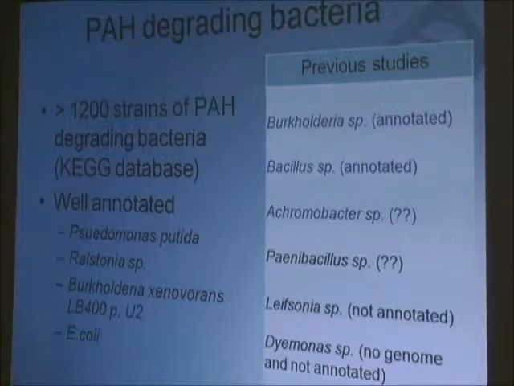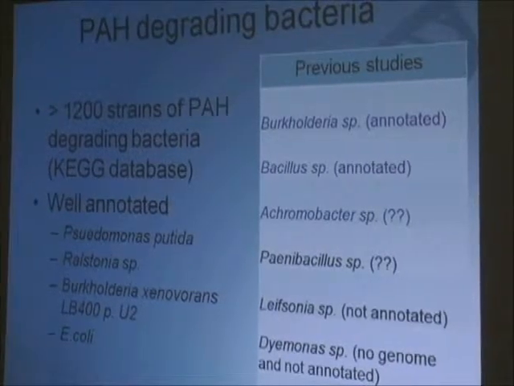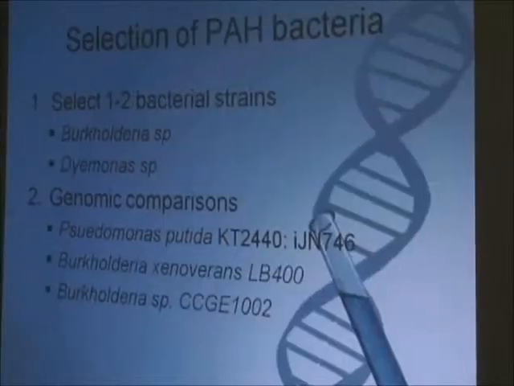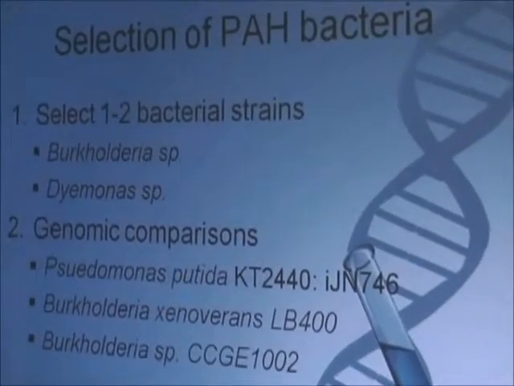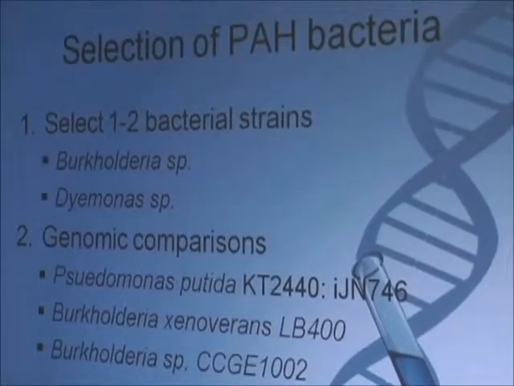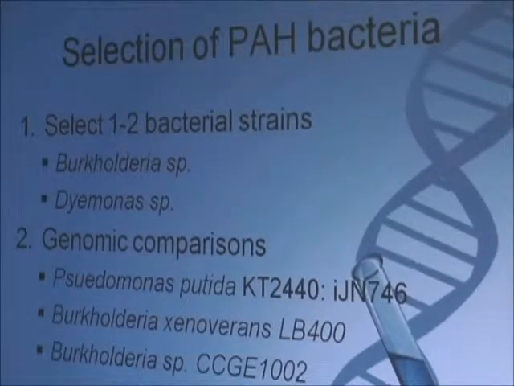And this part is the data mining. So it's very inclusive of most bacteria. Once I find a reaction and a gene, I pull it out and look at what bacteria it usually comes from. Right. I will select one or two bacterial strains, in this case, Brucellosis and Diamonas. And then I'm going to do genetic comparisons with Pseudomonas, Brucellosis, and Enterobacteriaceae and Brucellosis species.